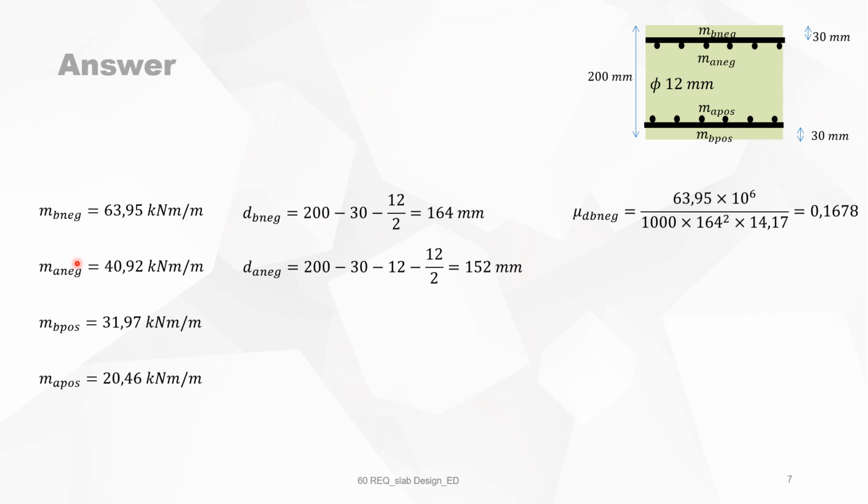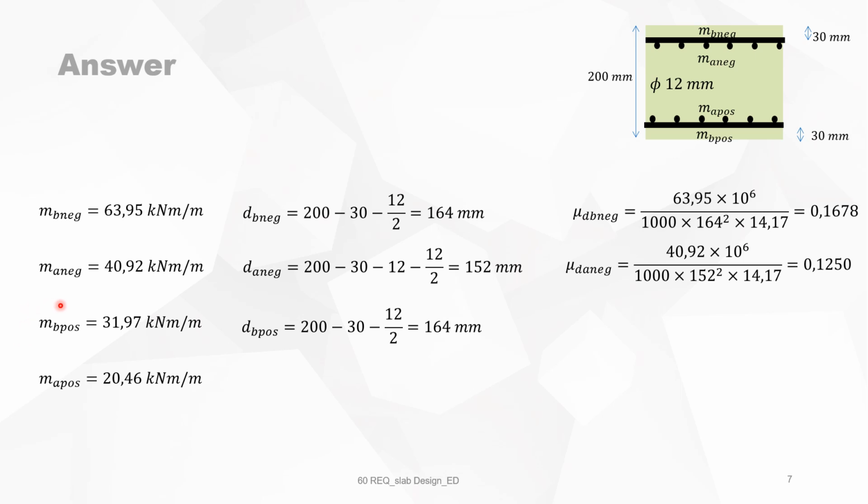The negative bending moment in the A direction is now in the second reinforcement layer, but on top of the slab. And the lever arm is then, of course, the same as this minus the diameter of the reinforcement in direction B, which gives you a total effective depth of 152 millimeters, and the reduced bending moment is then equal to 1.125.